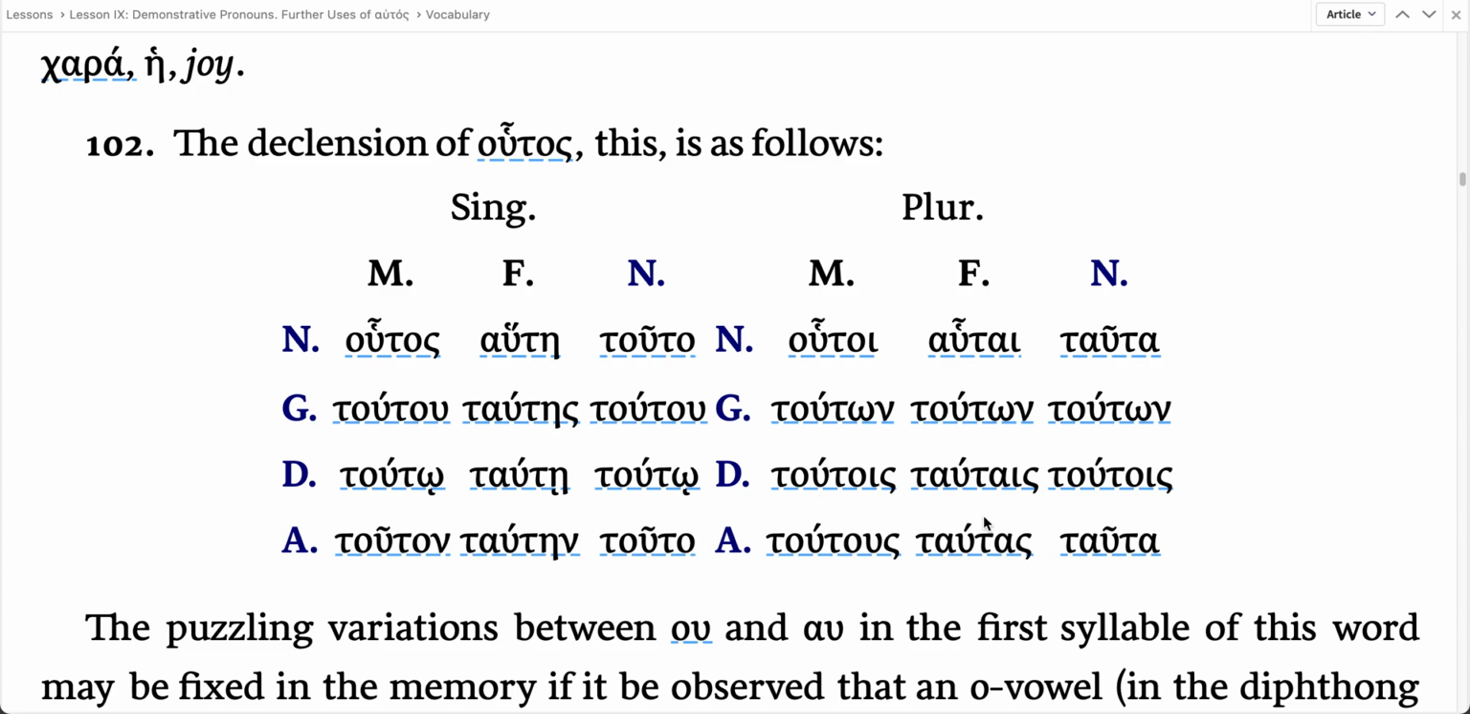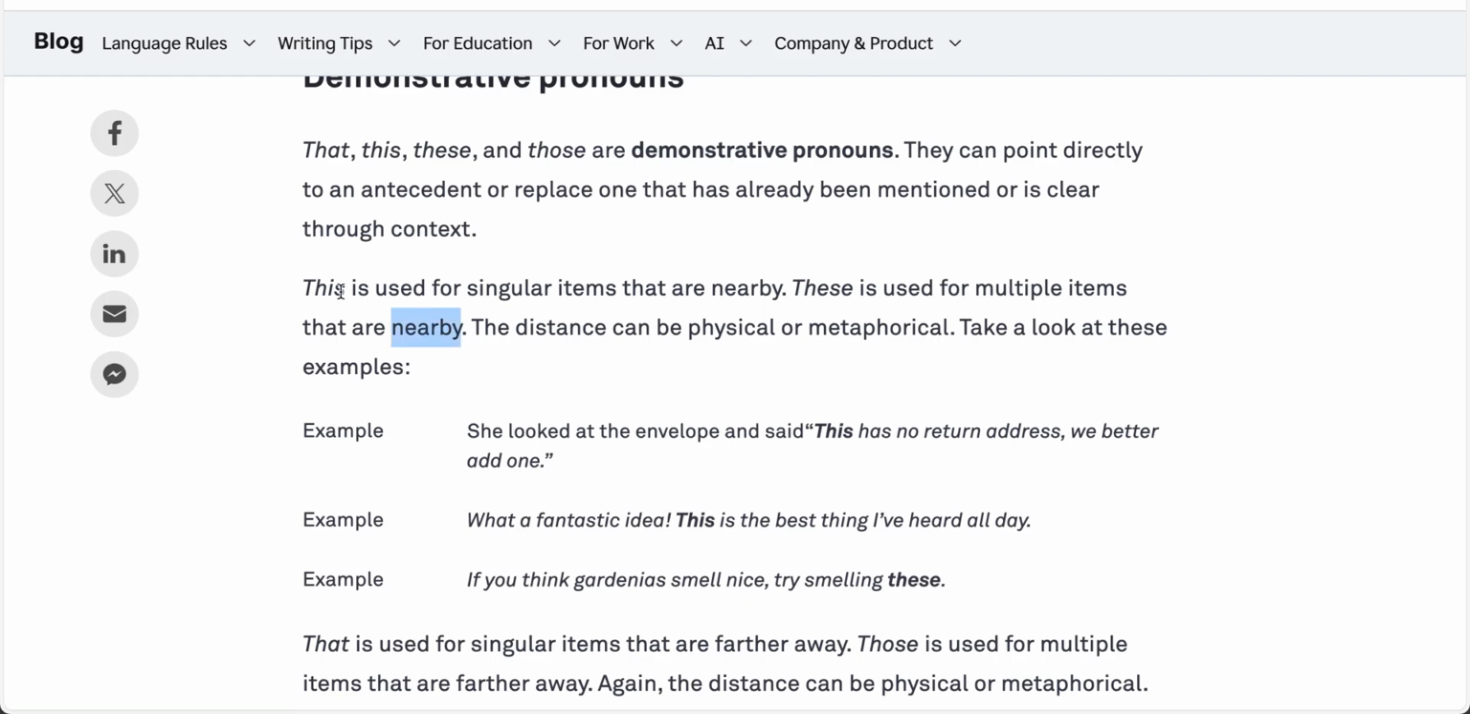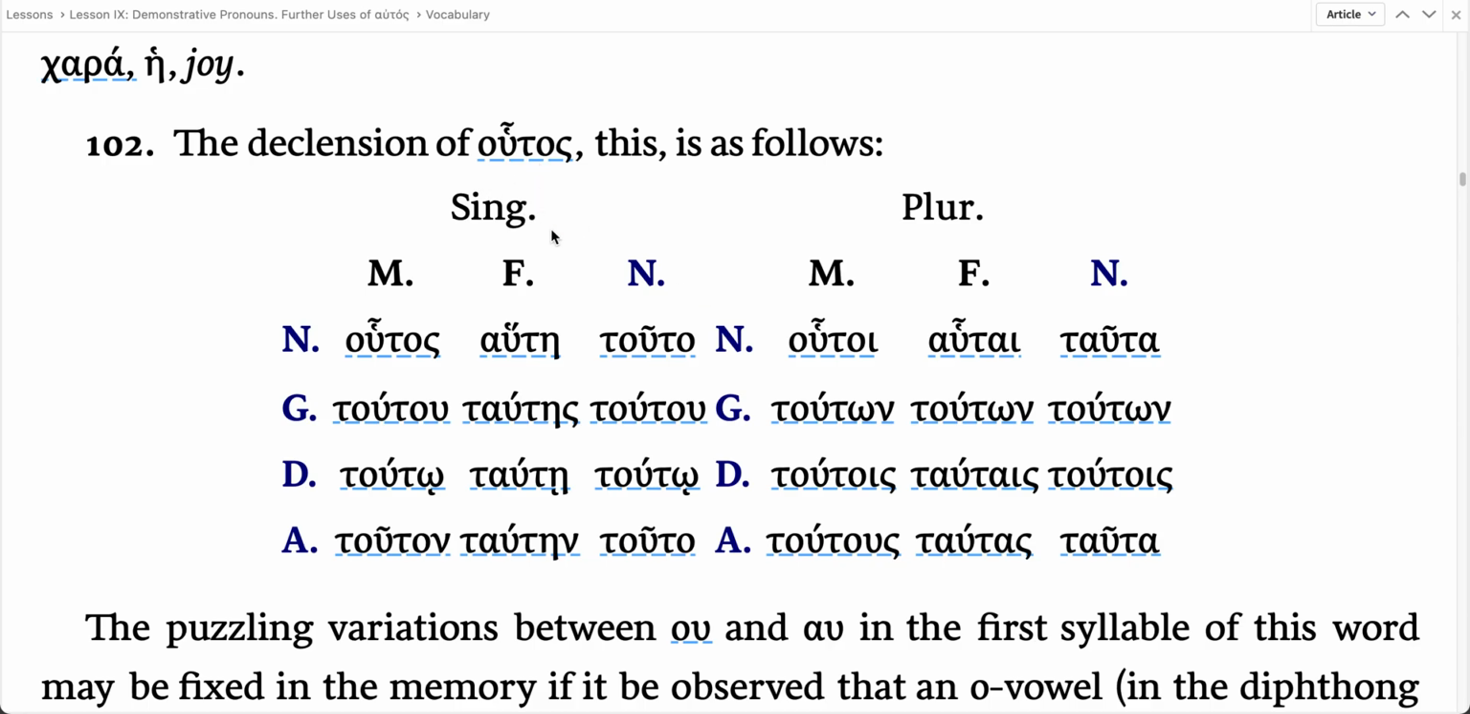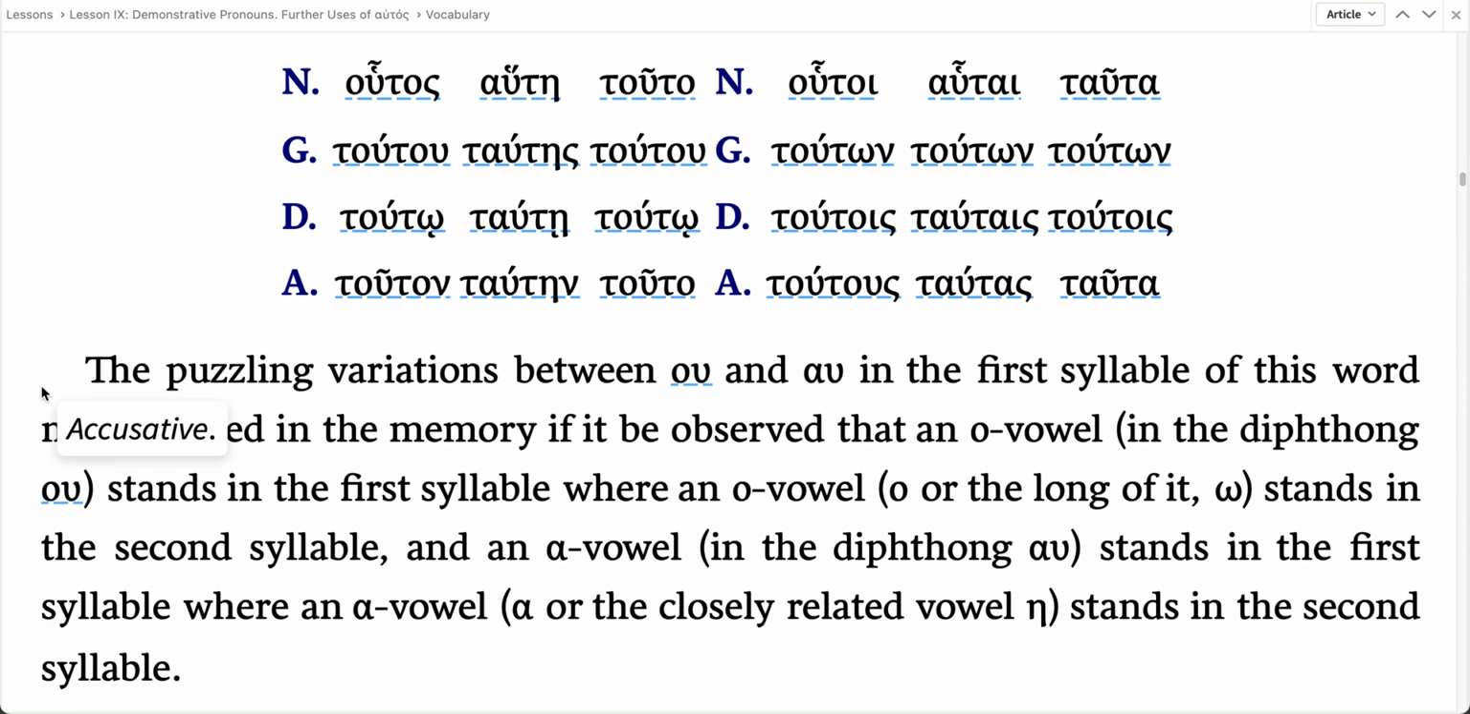This and these. Remember? Over here you have this is the singular, and these is the plural form. So these are the near demonstrative. Houtos is this and these. So all of this represents this, and all of this represents these. So you want to be aware of that in terms of the declensions and the translations that go along with it.